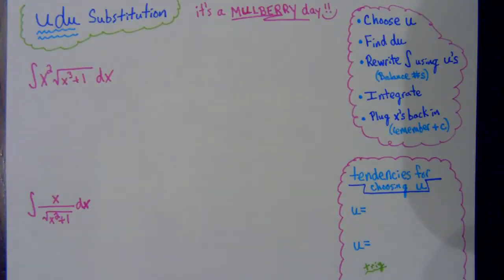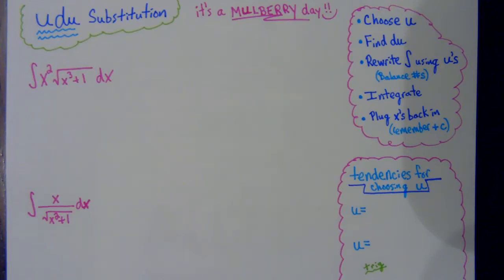This is the UDU method for solving integrals. This is another Mulberry day because this may be the very most important section of the entire year. This is going to tremendously expand upon the amount of things that we can take the integral of, just like the chain rule expanded upon the number of things you could take the derivative of. This is a very powerful technique that we're going to use pretty much every single day the rest of the year. This is also a technique that is going to be easy for everybody.